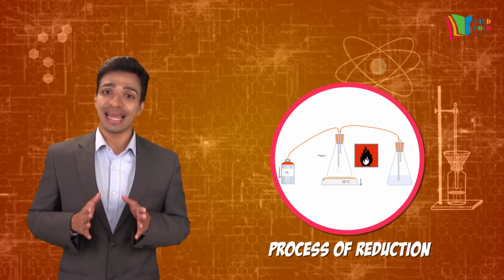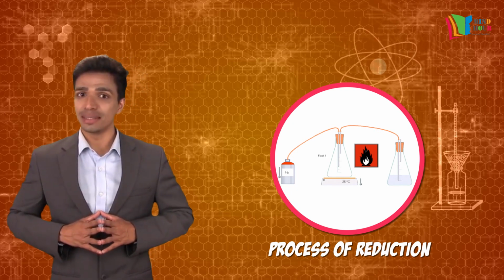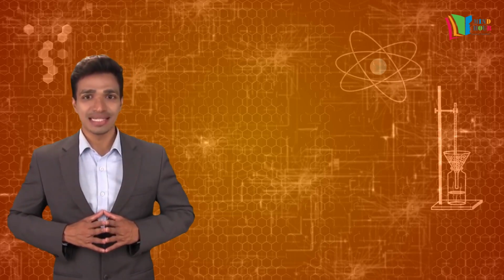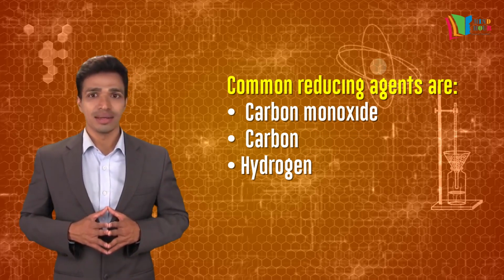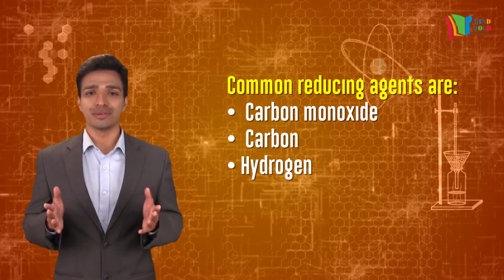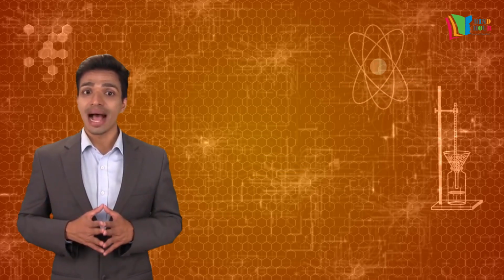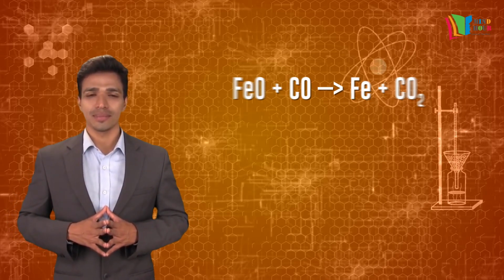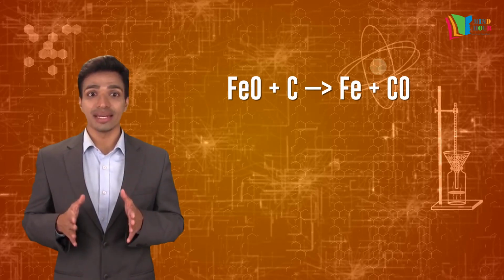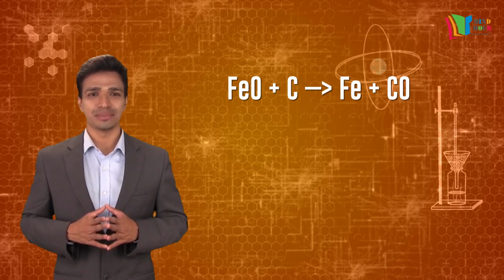Metals like iron, lead, zinc, and copper are mostly available in their carbonates and sulfides. So these metal carbonates and metal sulfides are initially converted into oxide forms. These metal oxides are reduced using common reducing agents. Common reducing agents are carbon monoxide, carbon, and hydrogen. During the extraction of iron from its oxide, iron oxide is reduced to iron by carbon monoxide. Iron oxide is reduced to iron using carbon as the reducing agent.